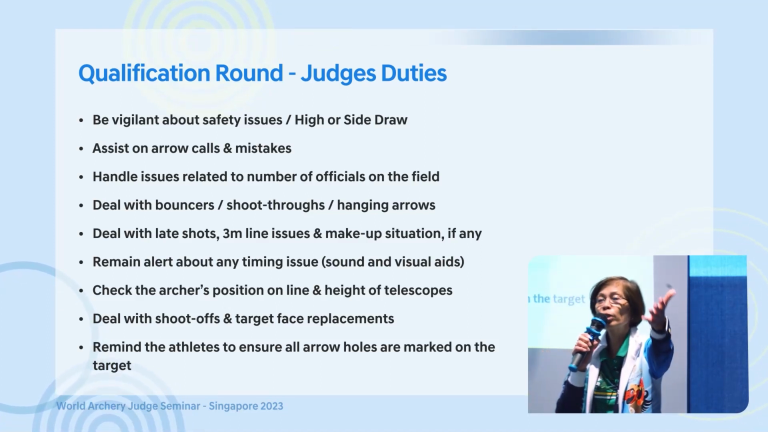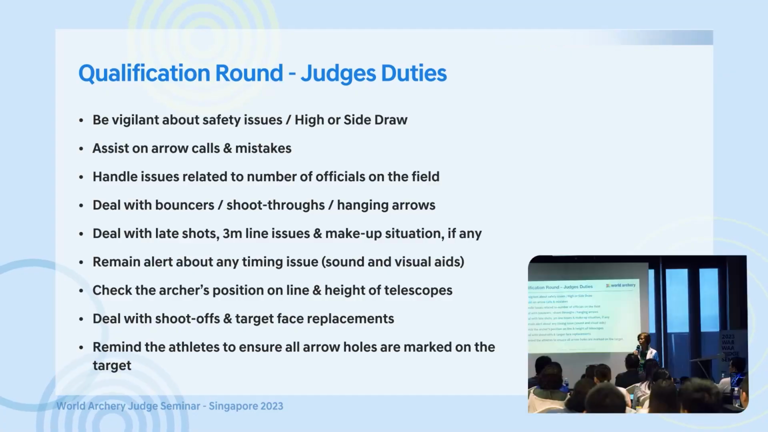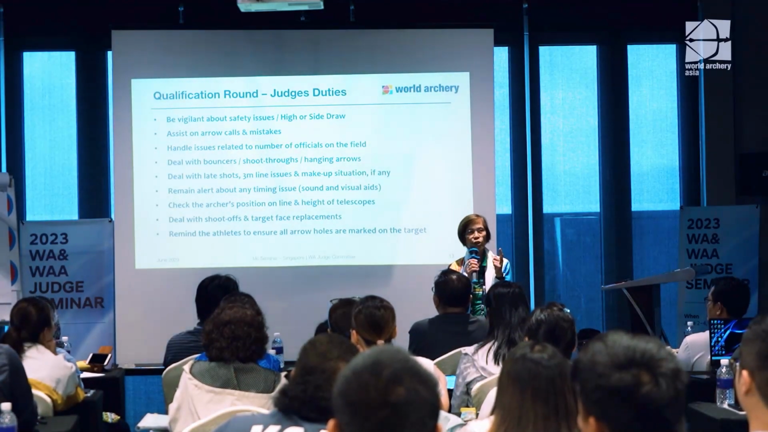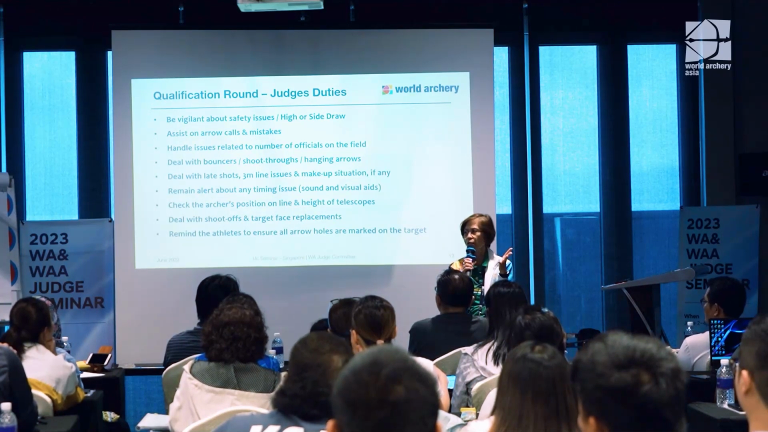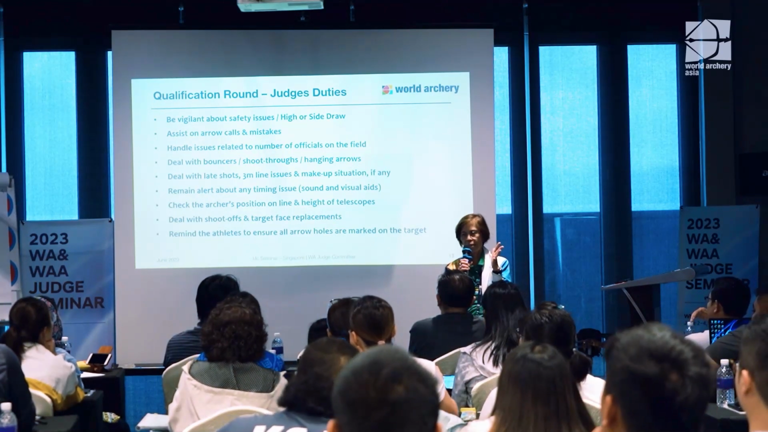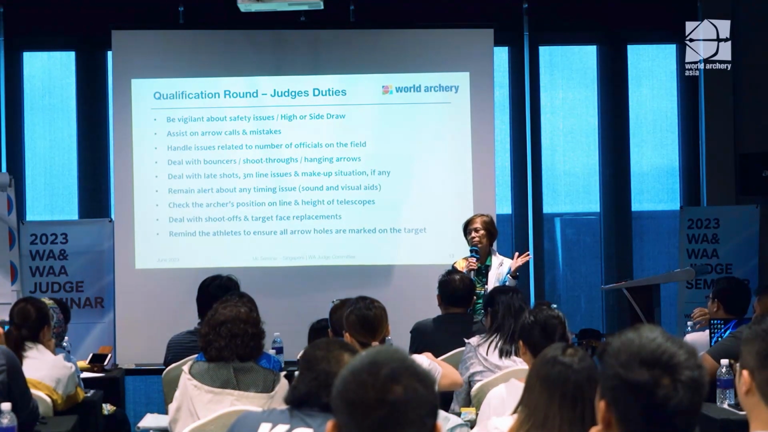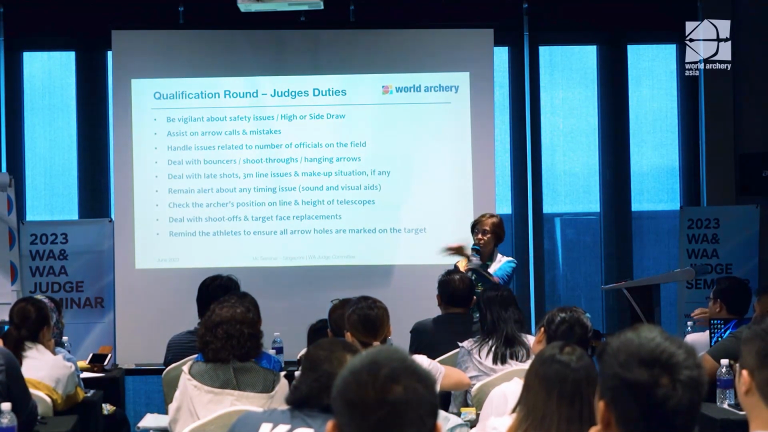So how many officials can you have? It depends. Basically, it's one per archer, but if there are more than two athletes in each category in the field, they can add one official for each category. Did you memorize the rule book?